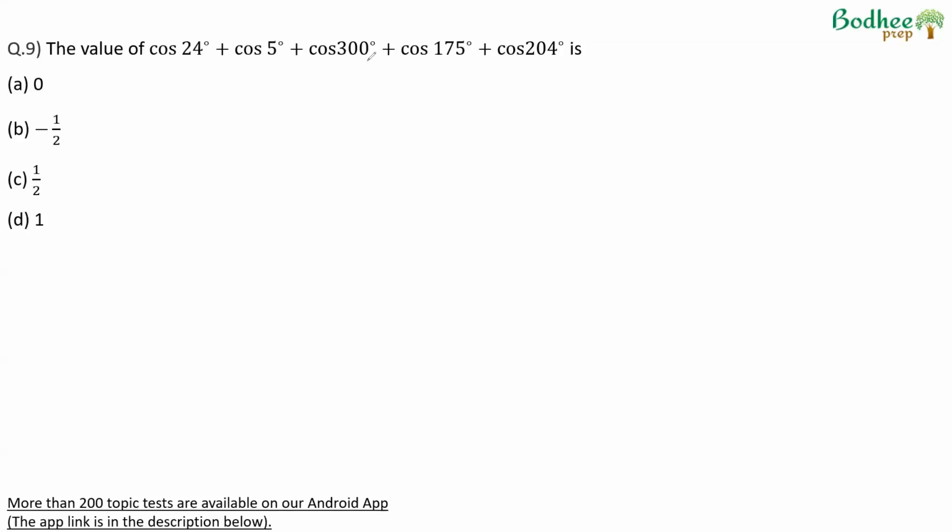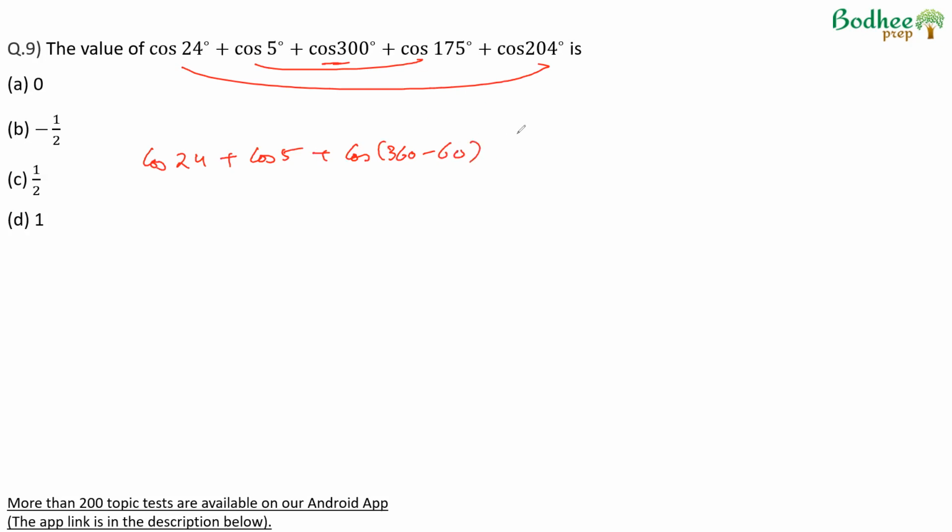Cos 24, cos 5, cos 300, cos 175, cos 204. These two will be related. These two will be related. This will be a separate calculation. So write cos 24 as cos 24, cos 5 is cos 5, not a problem. Cos 300 becomes cos of 360 minus 60. Cos 175 becomes cos of 180 minus 5. Cos 204 becomes cos of 180 plus 24.